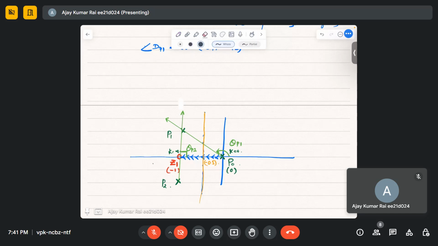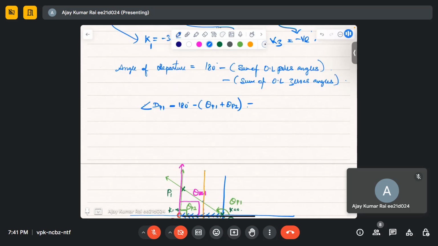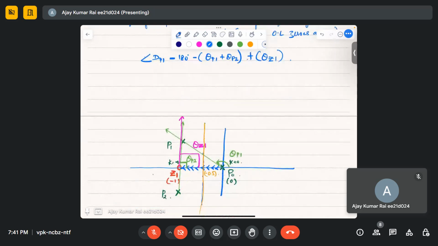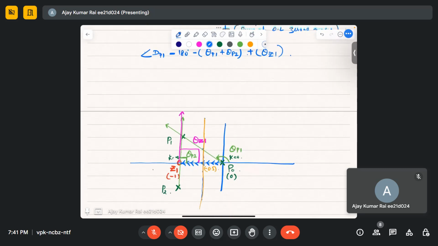So I'll make it bigger. So angle Z1. So this is plus angle Z1. So that's what we have to calculate. Then we'll get the angle of departure. So let's calculate theta P1.